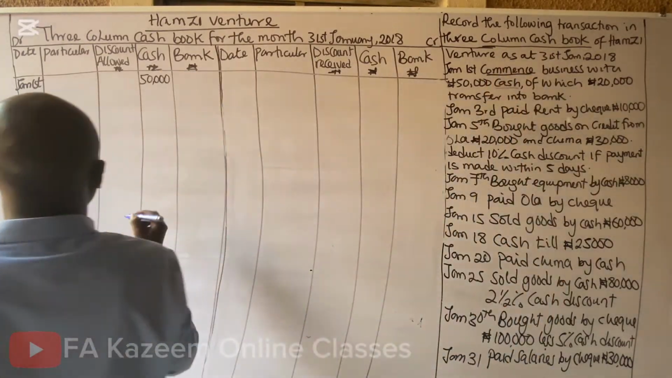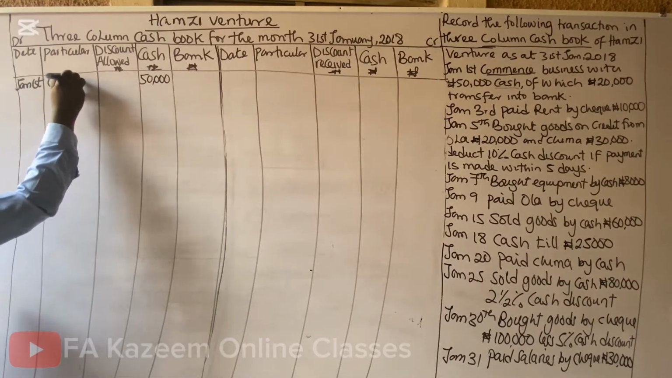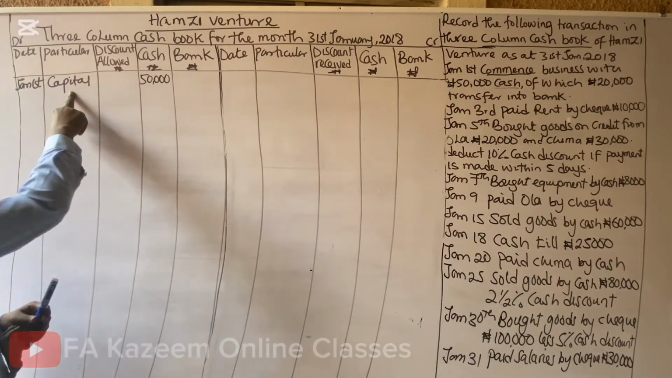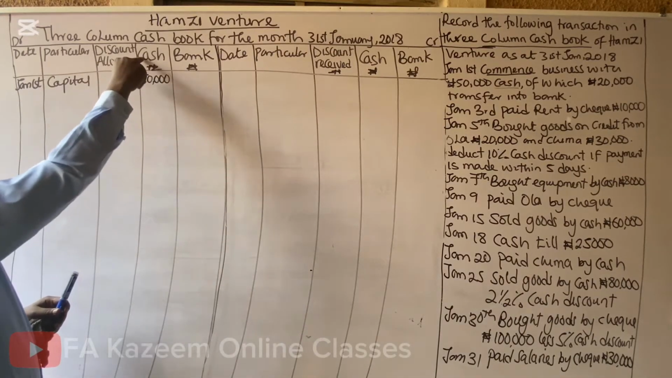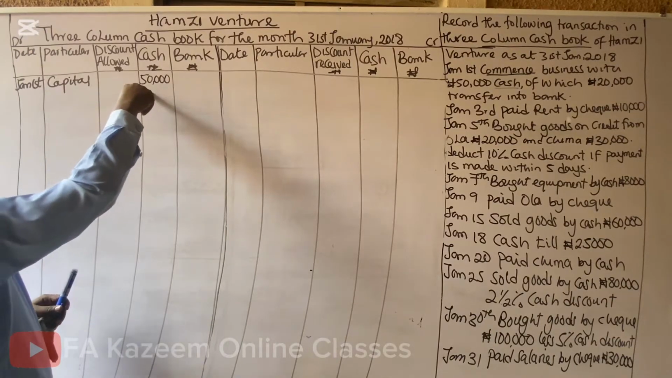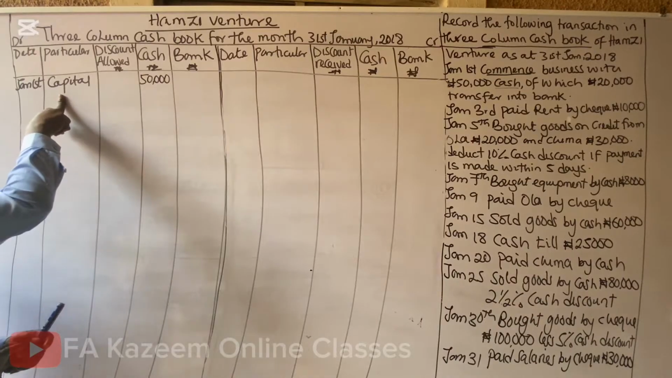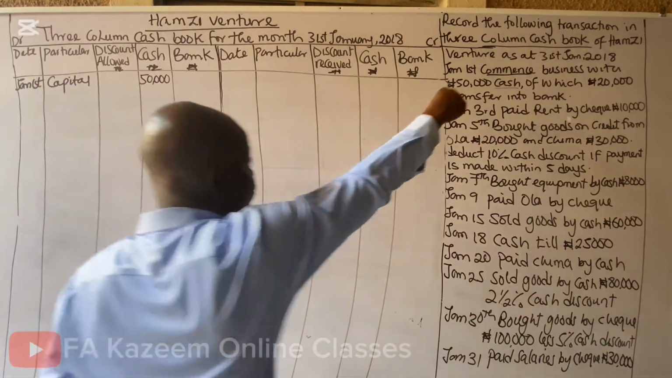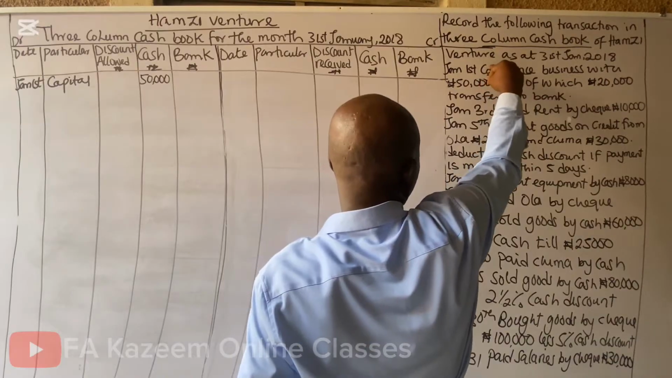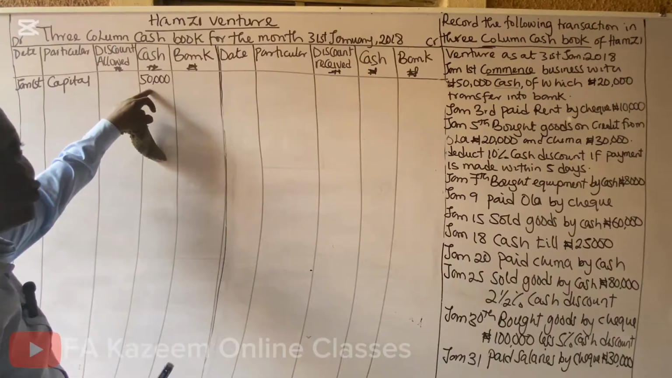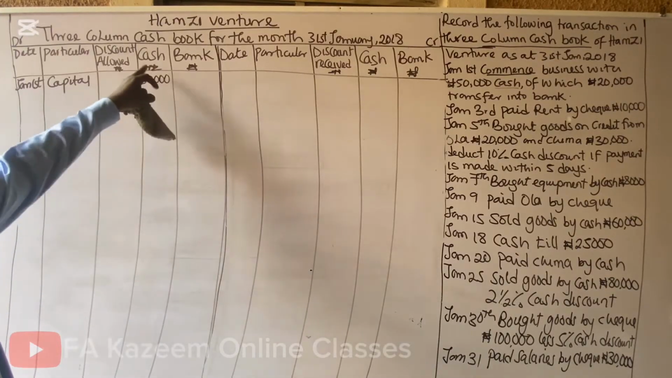Anytime you see the word commence, what you are going to put there is capital. That's the particular. Please note, I'm not recording for capital. What I'm recording for is 50,000 naira cash into AMSI Venture. Who introduced the money into AMSI Venture? That's the owner of the business, and the owner of the business is represented with capital. And this capital, where do we get it from? From the word commence. Even if the owner introduces, what you see here is capital, meaning there's inflow of money into the business through cash.